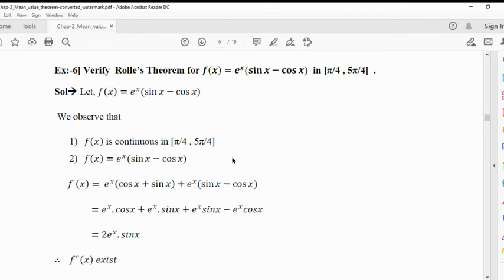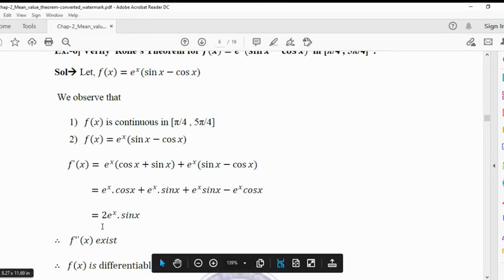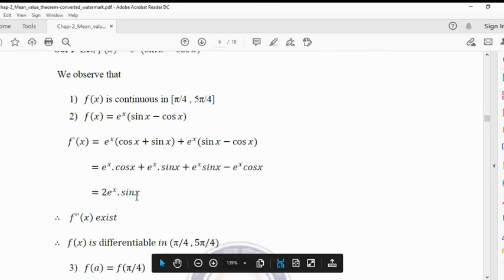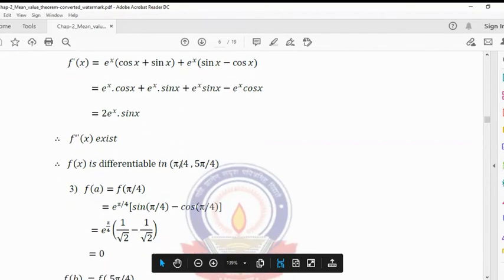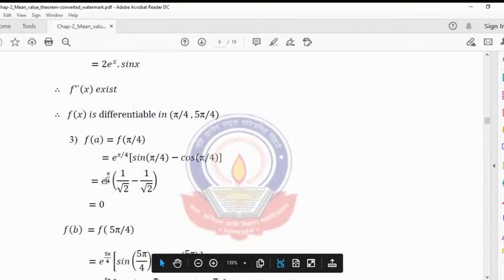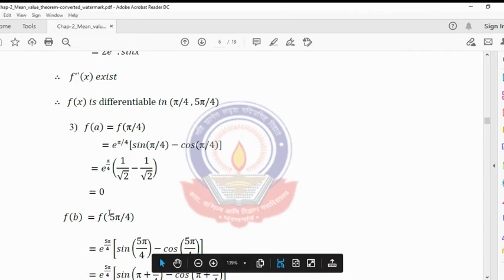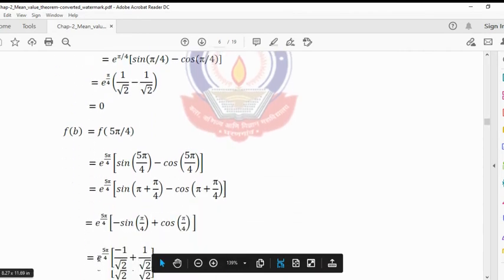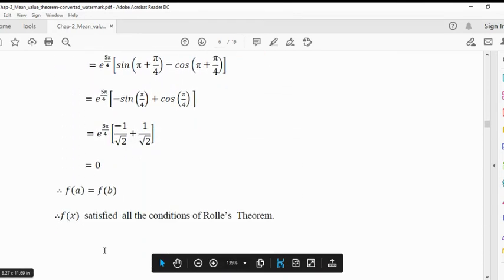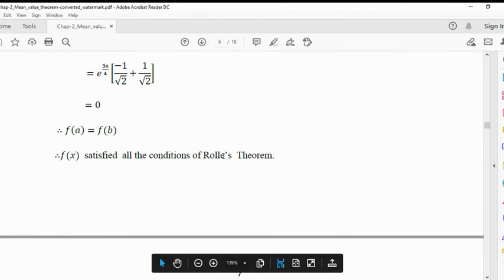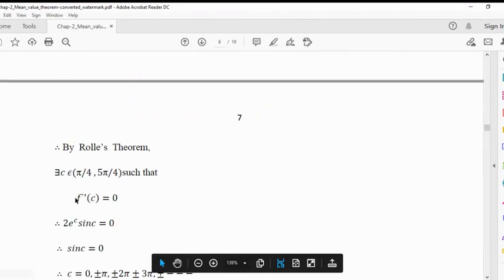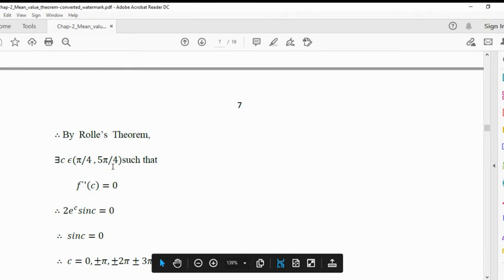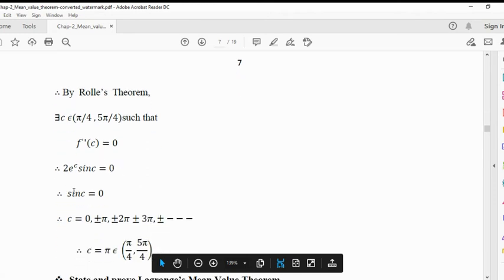Similarly as above, f of x is continuous. Find the derivative, that is 2 e raised to x sin x, and f dash x exists, so f of x is differentiable in this open interval. Find f of a, then we get 0, and f of b is again 0. So f of a is equal to f of b. Hence f satisfies all the conditions of Rolle's theorem. So by using Rolle's theorem, there exists c belonging to open interval pi by 4 to 5 pi by 4 such that f dash c is equal to 0.